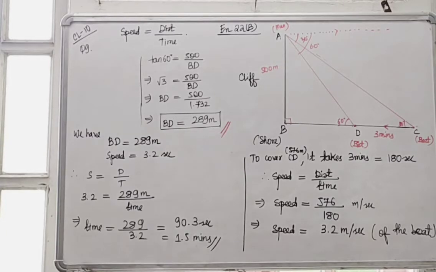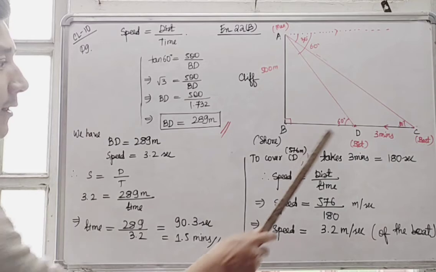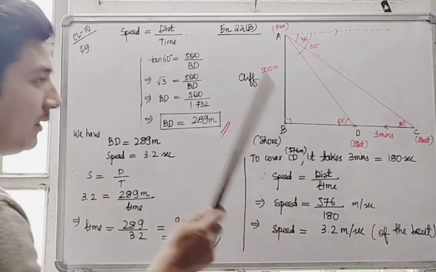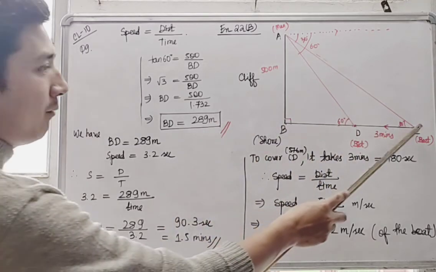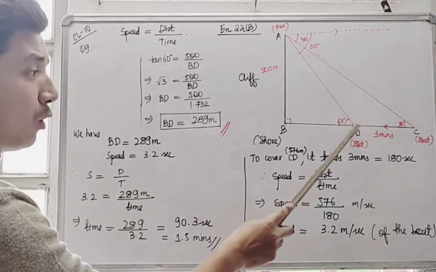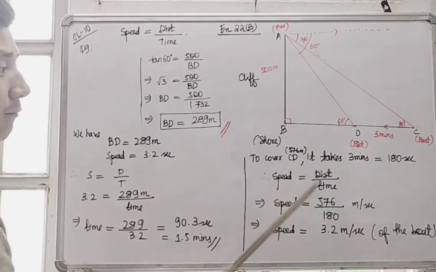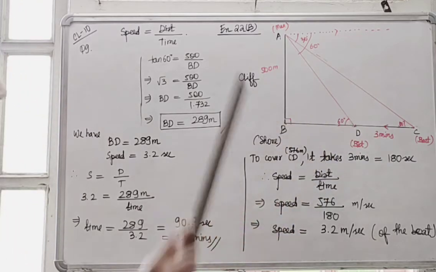All right, boys, let's proceed. The question further says, how much time will it take to reach from D to B, to reach the shore? From here to here, it takes 3 minutes. So how much more time does it take the boat to reach from D to B is the question asking us.